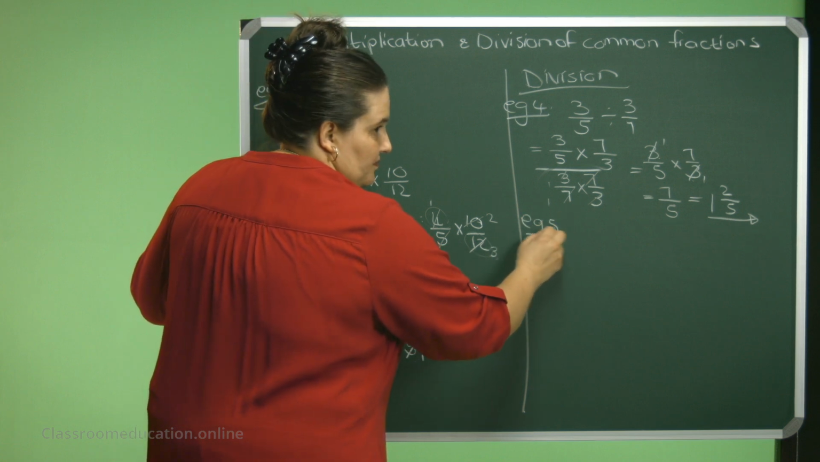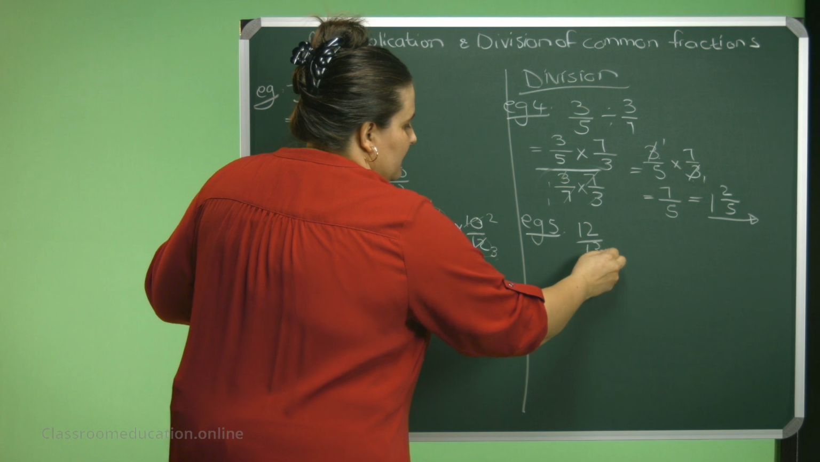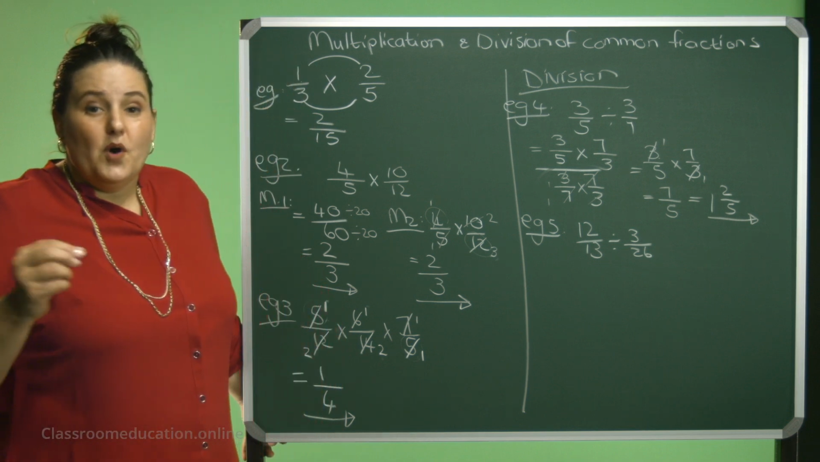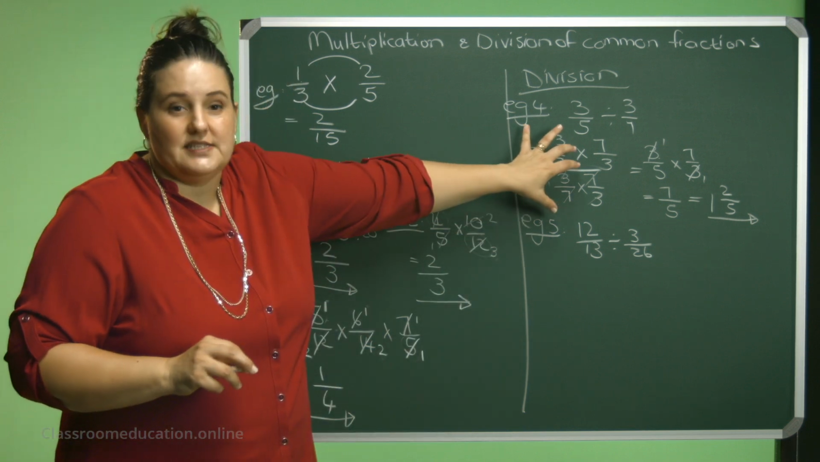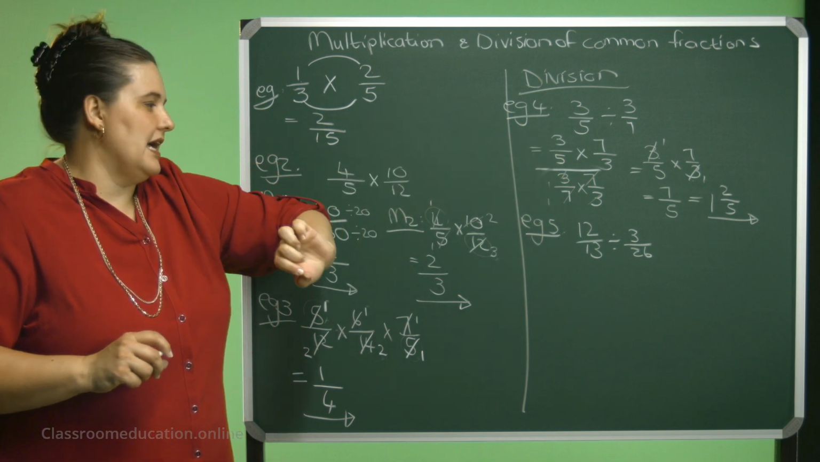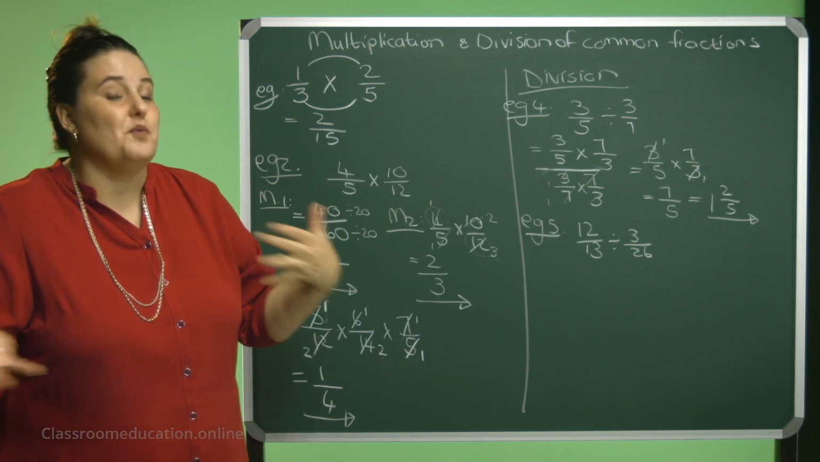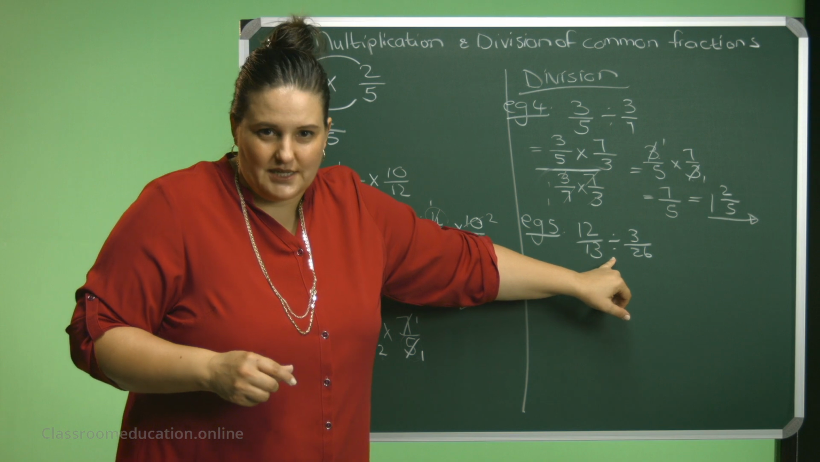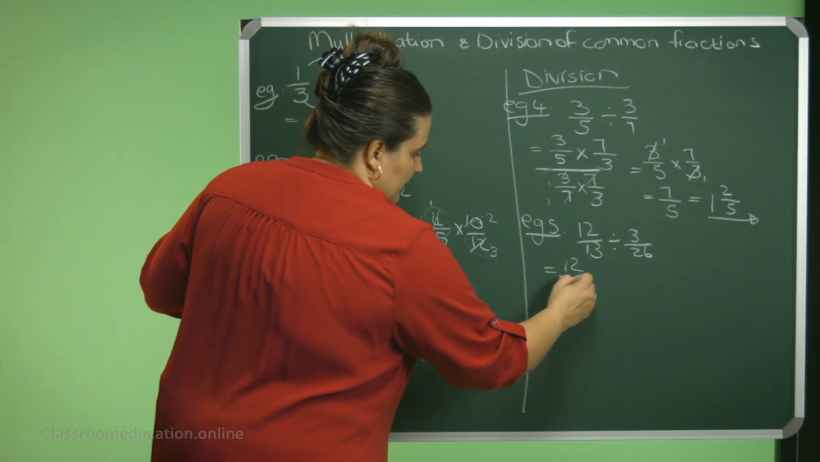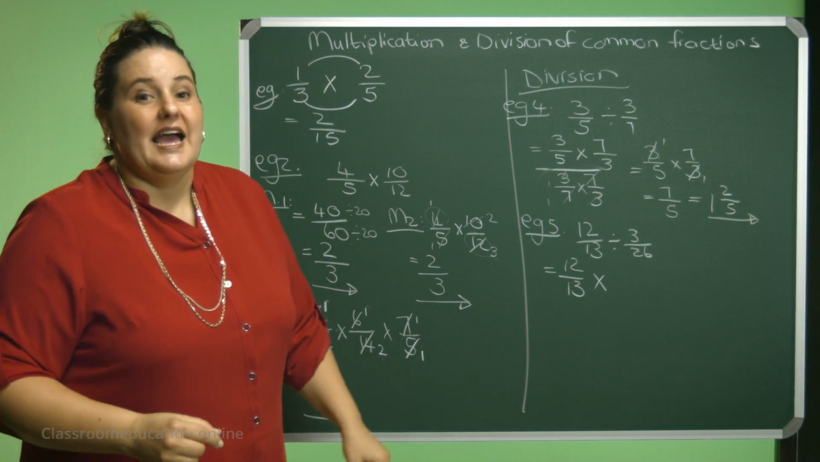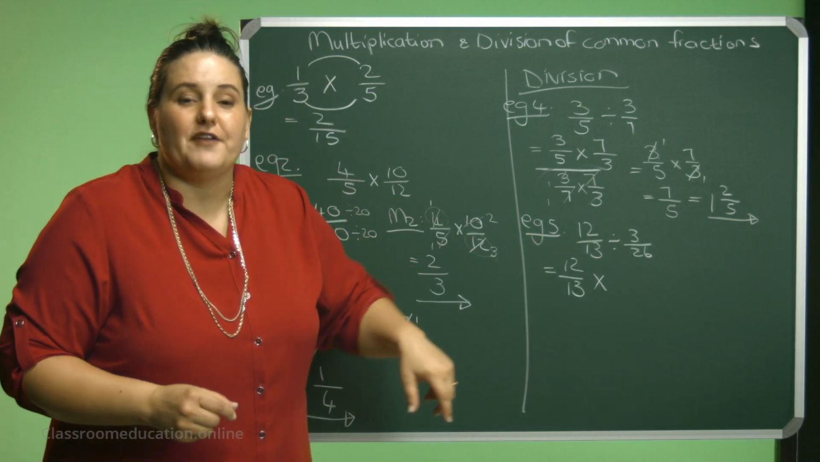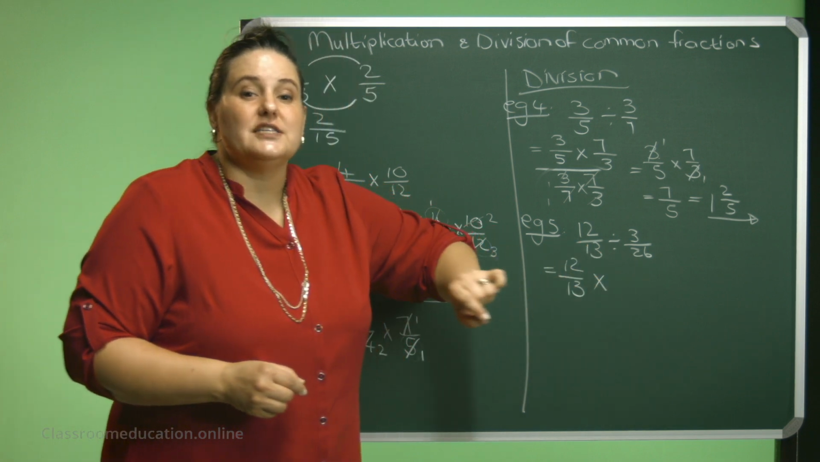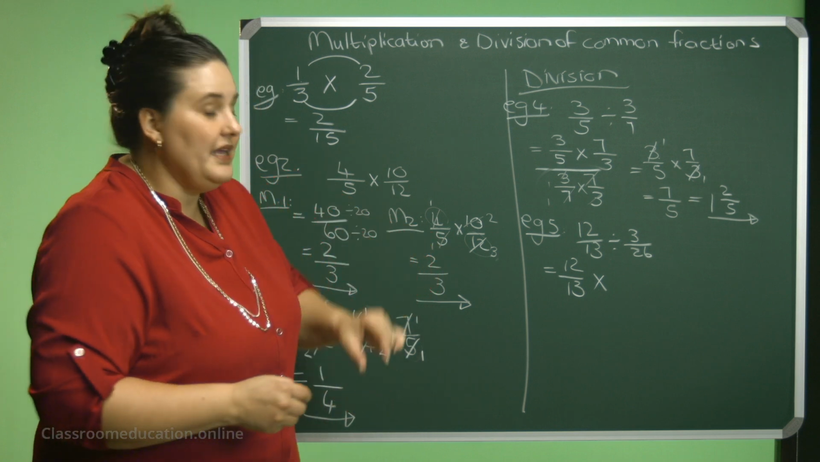Example 5. 12/13 divided by 3/26. Now, boys and girls, you're more than welcome to write it like this again. Or hopefully you realize now, and maybe they taught you that already in different ways, that you are going to change the division sign to a multiplication. So let's do that. Change it to a multiplication, and then you need to flip the fraction that follows. Or you can say, if I have a division, I can just multiply with the reciprocal, meaning the swapped one.